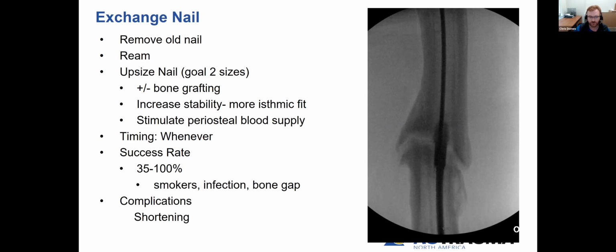Timing can be done whenever. The success rate is better than dynamization in general, but there are people that have shown less success with this, and that's going to be in smokers, in the setting of infection, and if there's a bone gap. When this is applied, generally you're interlocking in a dynamic fashion as well, so you can also get some shortening in that fashion.